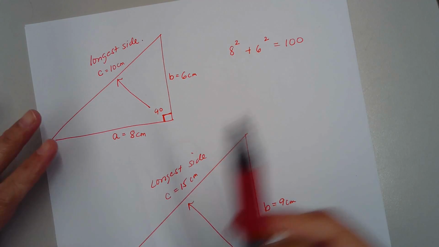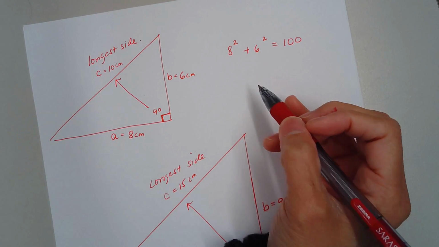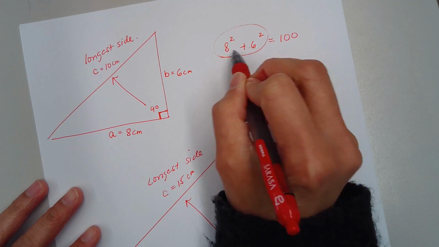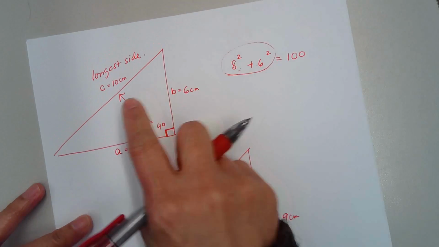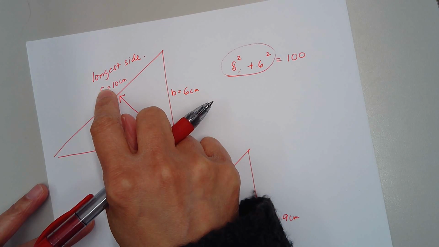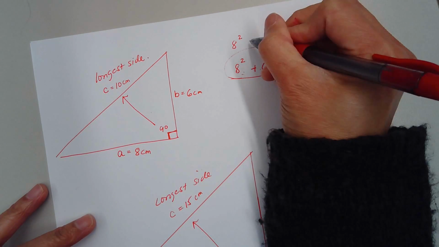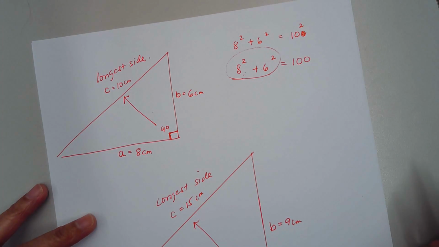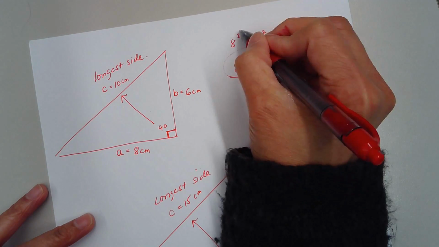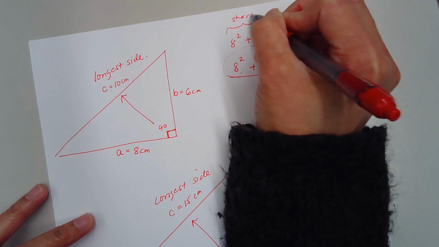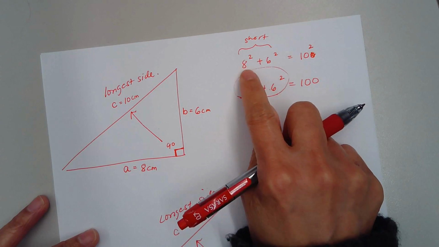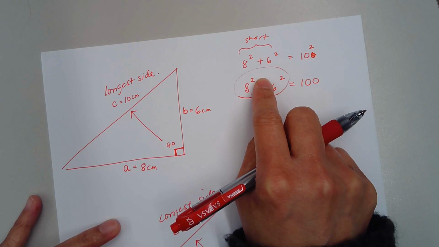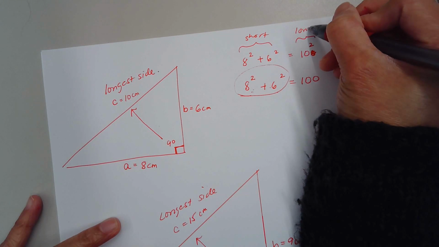Okay? And there's a formula for that, and I'm pretty sure some of you have seen it. Here's the formula. The Pythagorean formula. It's going to be a squared plus b squared equals c squared.